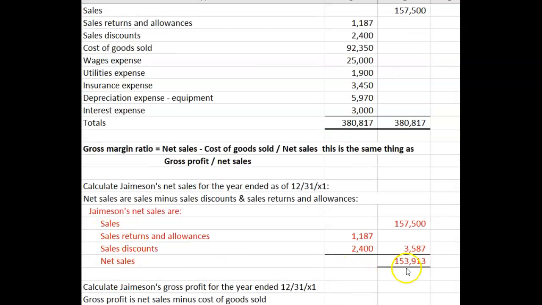Did you get 153,913? That would be sales of 157,500 minus the total of sales returns and allowances, 1,187, and sales discounts, 2,400.